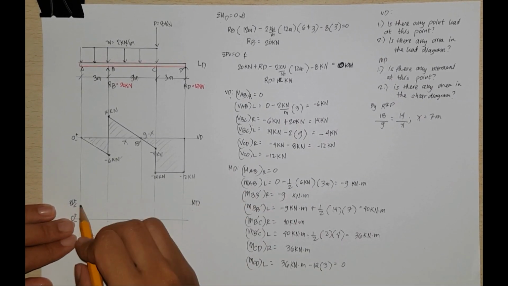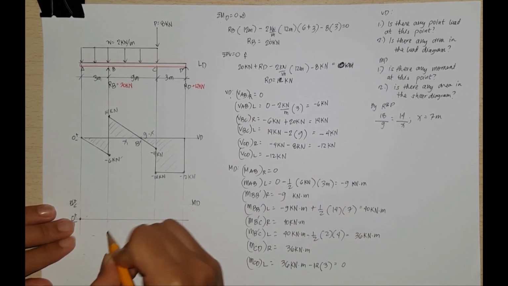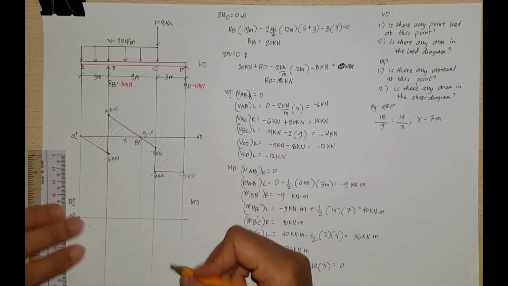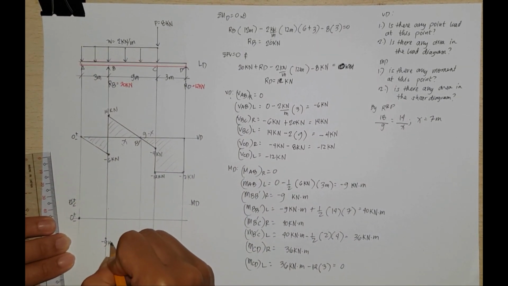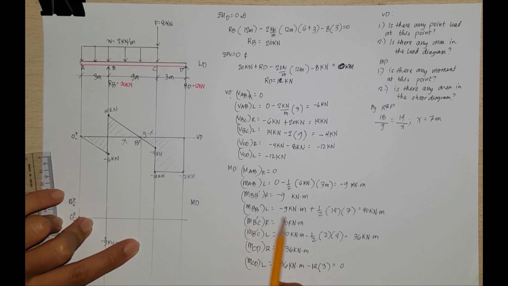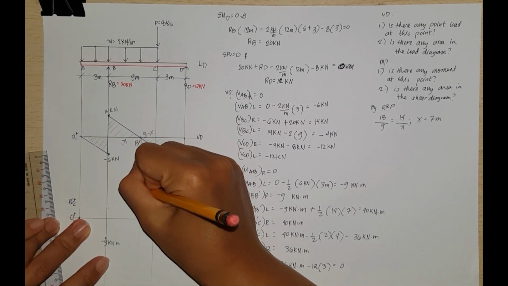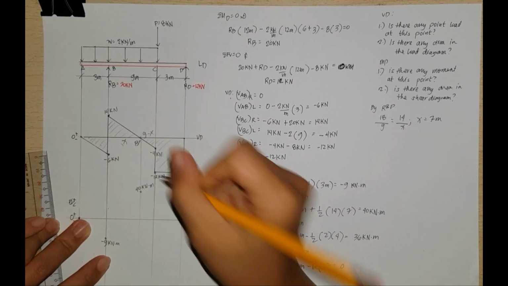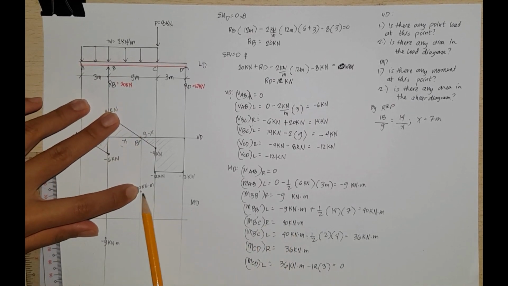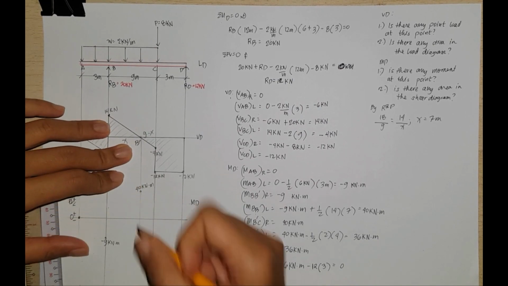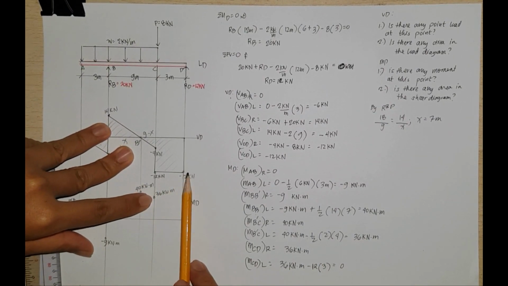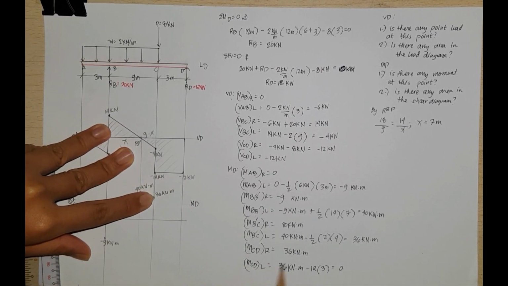So, iplot lang natin. So, we have here at AB 0, and then left part we have negative 9 kilonewton meter. And then at B prime here, nag-retain yung negative 9. Left portion ng BB prime, 40, which is the maximum moment, kilonewton meter. And then B prime C, we have 40 nag-retain. And then at this portion we have 36 kilonewton meter. And then at CD, 36 nag-retain, and then CD left, we have 0.